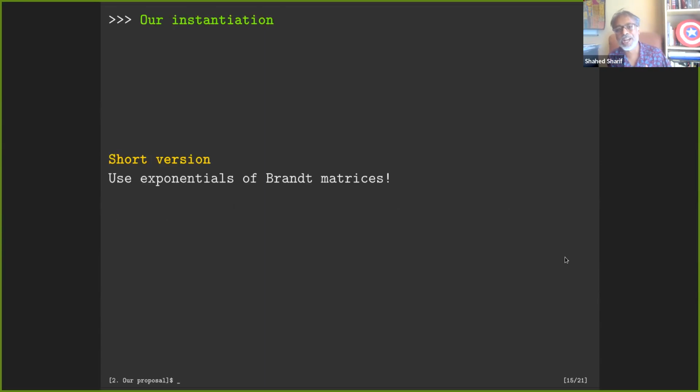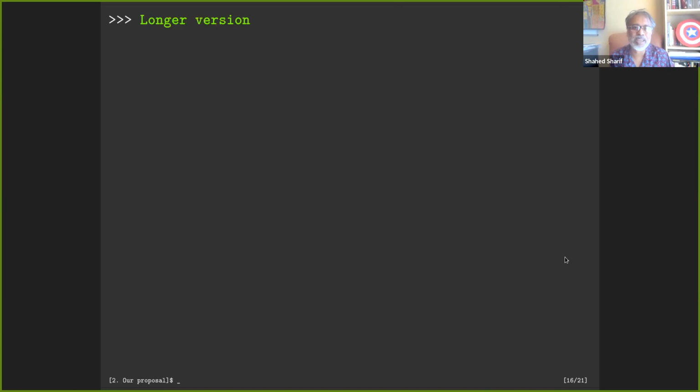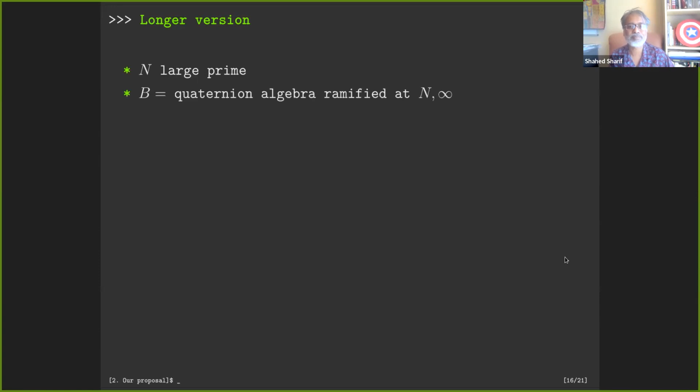Okay, so that was the generic protocol, but we have to have an actual instantiation. So what we use for our instantiation, just briefly, is we take Brandt matrices and take exponentials of the Brandt matrices. So now let me explain what that is. So this is not the long version. The long version is too long for a talk. But the longer version is we choose capital N to be a large prime. We take B to be the quaternion algebra ramified at capital N and at infinity.